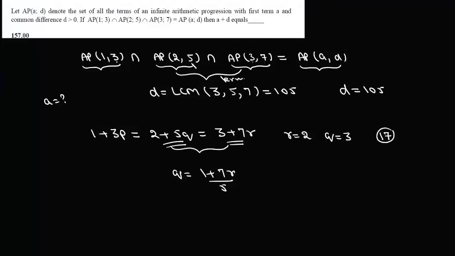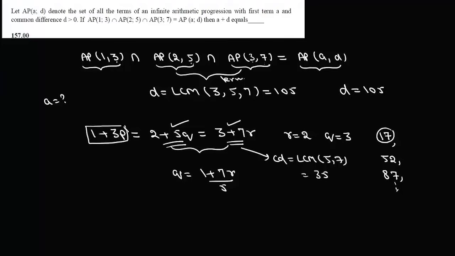Now we know that the common differences of these 2 series are 5 and 7. So the terms which are common to these 2 series will have a common difference which is the LCM of 5 and 7, which is 35. So the terms common to these 2 series are 17, and then 17 plus 35, 52, 52 plus 35, 87.